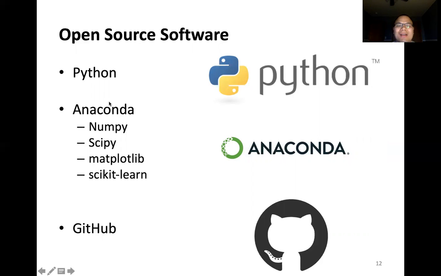Along with Python, there is another software called Anaconda, and this one contains a lot of open source free Python packages. It provides a lot of functions, and also some tools that help you write, debug, and execute your Python program. We also use GitHub, and it's very popular for storing your code and sharing it with your teammates, and also sharing with other people.